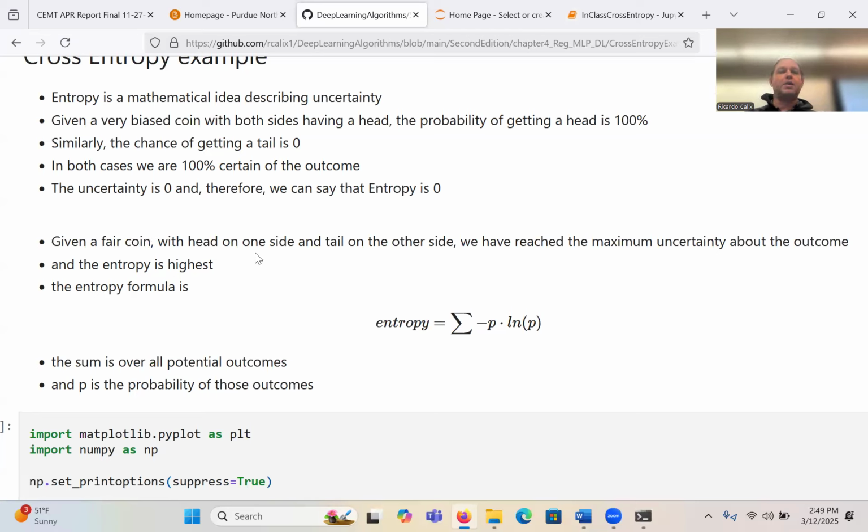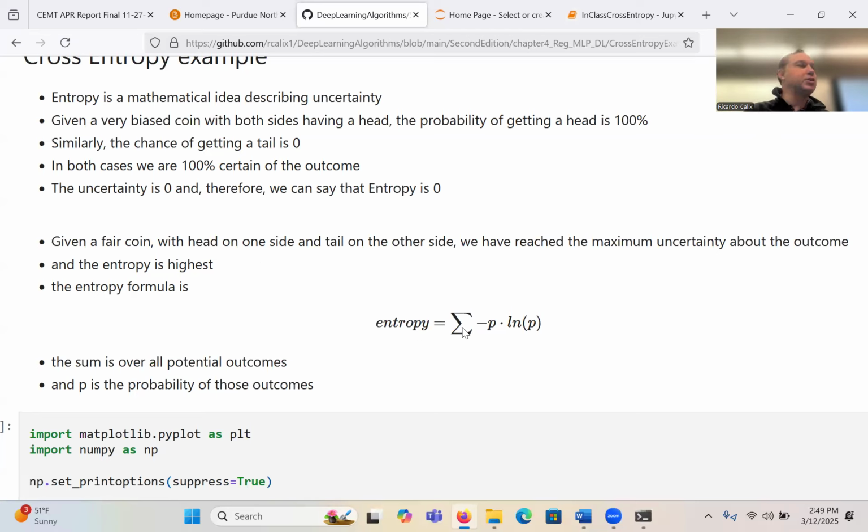So given a fair coin with heads on one side and tails on the other side, we have reached the maximum uncertainty about the outcome. And here, the entropy is highest, right? So this is going to have the highest entropy. That's key. So the entropy formula then is given by this.